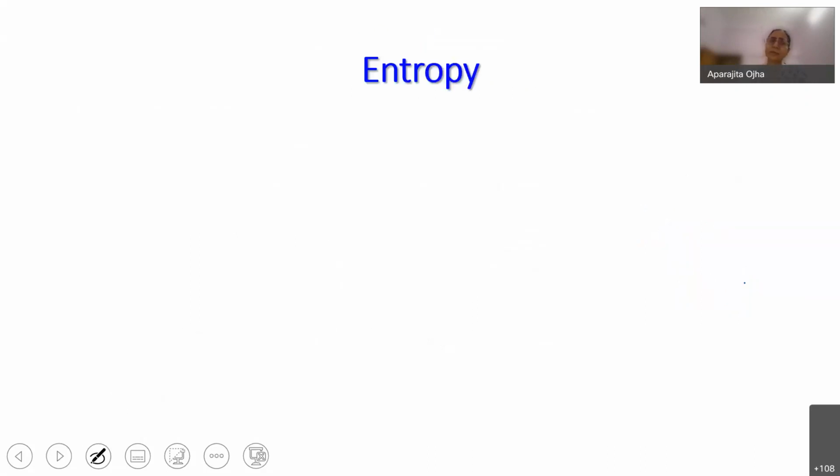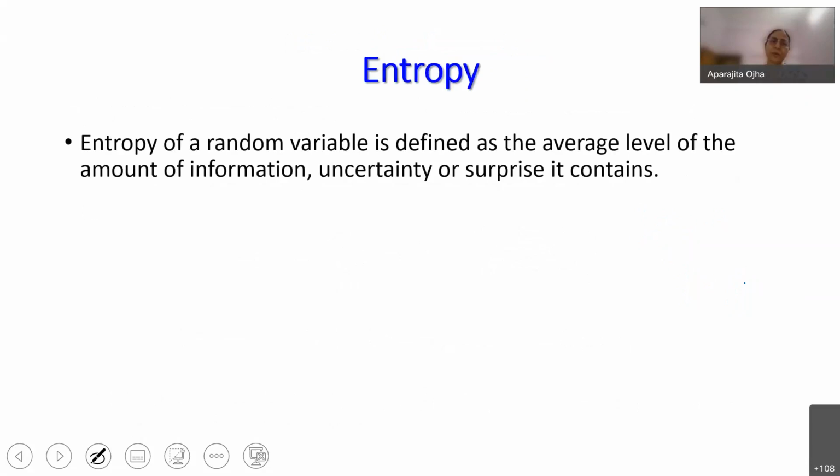Entropy means the average level of amount of information that the variable gives you, or the uncertainty, or the surprise it contains. By surprise, it means the variations that it can give you. For example, if you toss a coin, let us take head and tail.